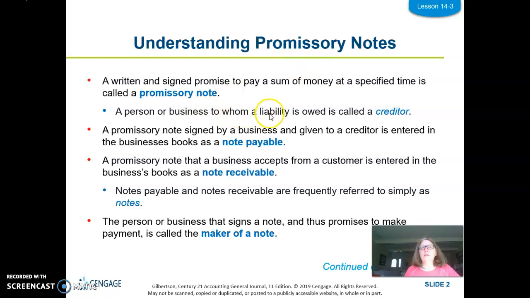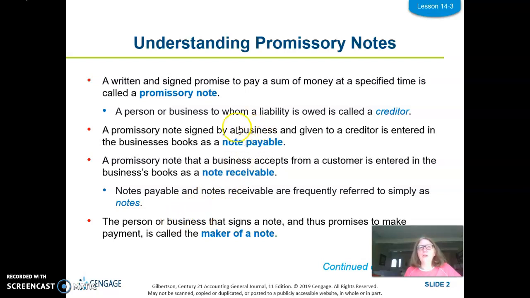The person or business to whom the liability is owed is called a creditor, which is nothing new. We've always had that. A promissory note signed by a business and given to a creditor is entered in the business's books as a note payable. A promissory note that a business accepts from a customer is entered as a note receivable. So again, it depends on which side of the transaction we're on. Just like we had accounts receivable and accounts payable, we have notes receivable and notes payable. So whichever side of this signed promissory note document we're on, that's what it's going to be.